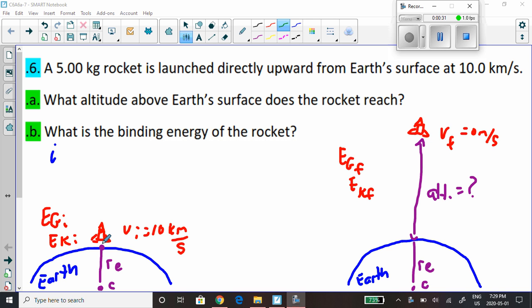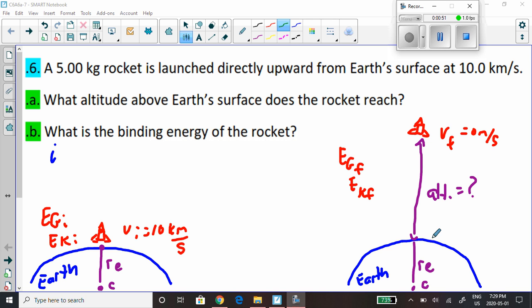Now, when it's at this spot right here, it has a certain universal gravitational potential energy and it has a certain kinetic energy. You can figure those out. Then it's launched, okay? At what altitude does it reach? What's the highest point it reaches? Well, that's what we're calling the altitude, right? We want to calculate that.